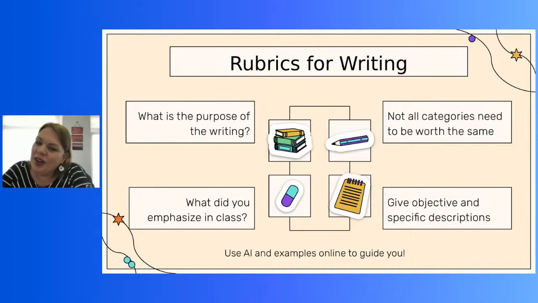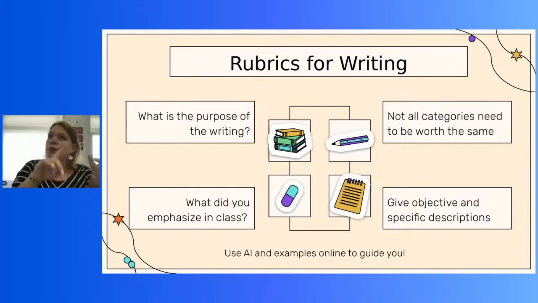We have to remember that not all categories need to be worth the same amount of points. Sometimes teachers think, okay, my rubric is 20 points. So I have 5 categories. Each category is 4 points. Yes, you can do that. But if you really want to emphasize a particular category, like I mentioned, because this is the purpose, because this has been your focus in class, you can do that.